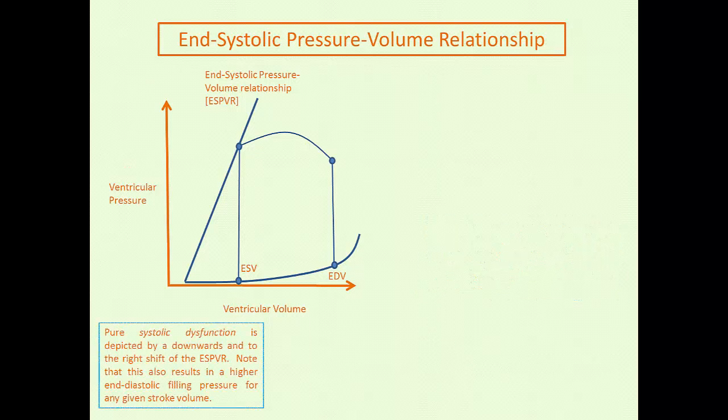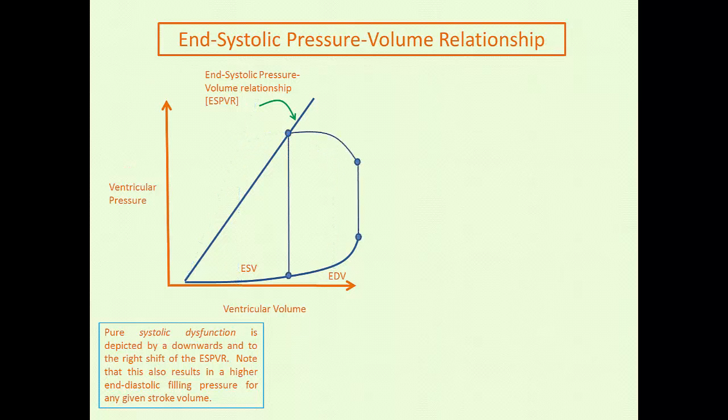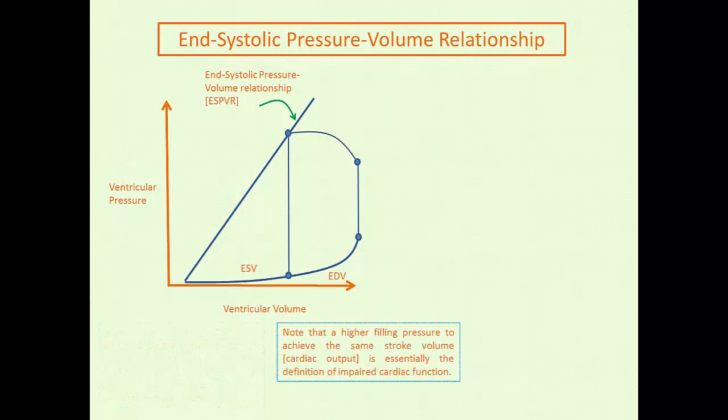So going through the cardiac cycle in this pressure-volume relationship, you can see that in pure systolic dysfunction, which is a shift down and to the right of the end-systolic pressure-volume relationship, this would be like a true impairment in your contractile state, or a patient with a beta blocker overdose, a patient with dilated cardiomyopathy and an EF of 10%. What this does is it results in a higher filling pressure to achieve the same or lower stroke volume. And again, just like in diastolic dysfunction, a higher filling pressure with the same or lower cardiac output, barring any changes in heart rate, is the definition of impaired cardiac function.